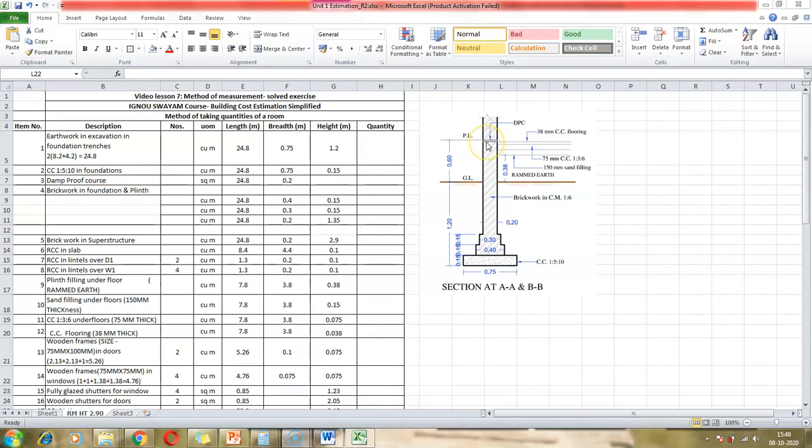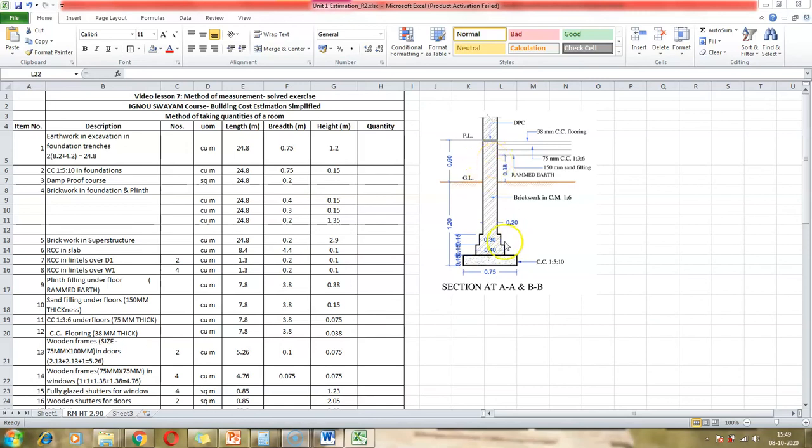Because this DPC, or damp-proof course, runs along the perimeter of the wall, again the same dimensions that we have been following in the previous two items will be continued here. It is going to be around the building. So the perimeter of the building would be the length of this quantity. So it is 24.8. And 0.2 is the breadth, the thickness, the width of the wall.